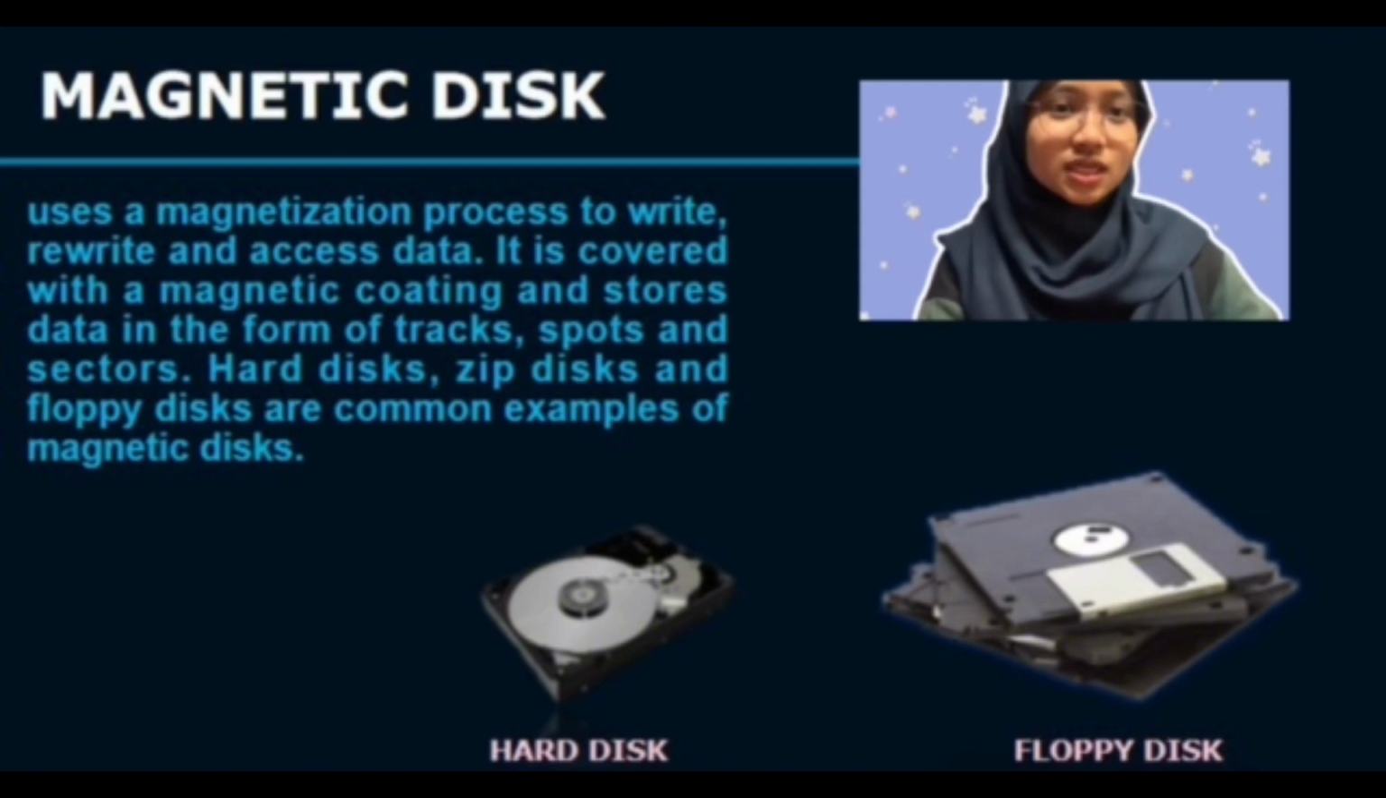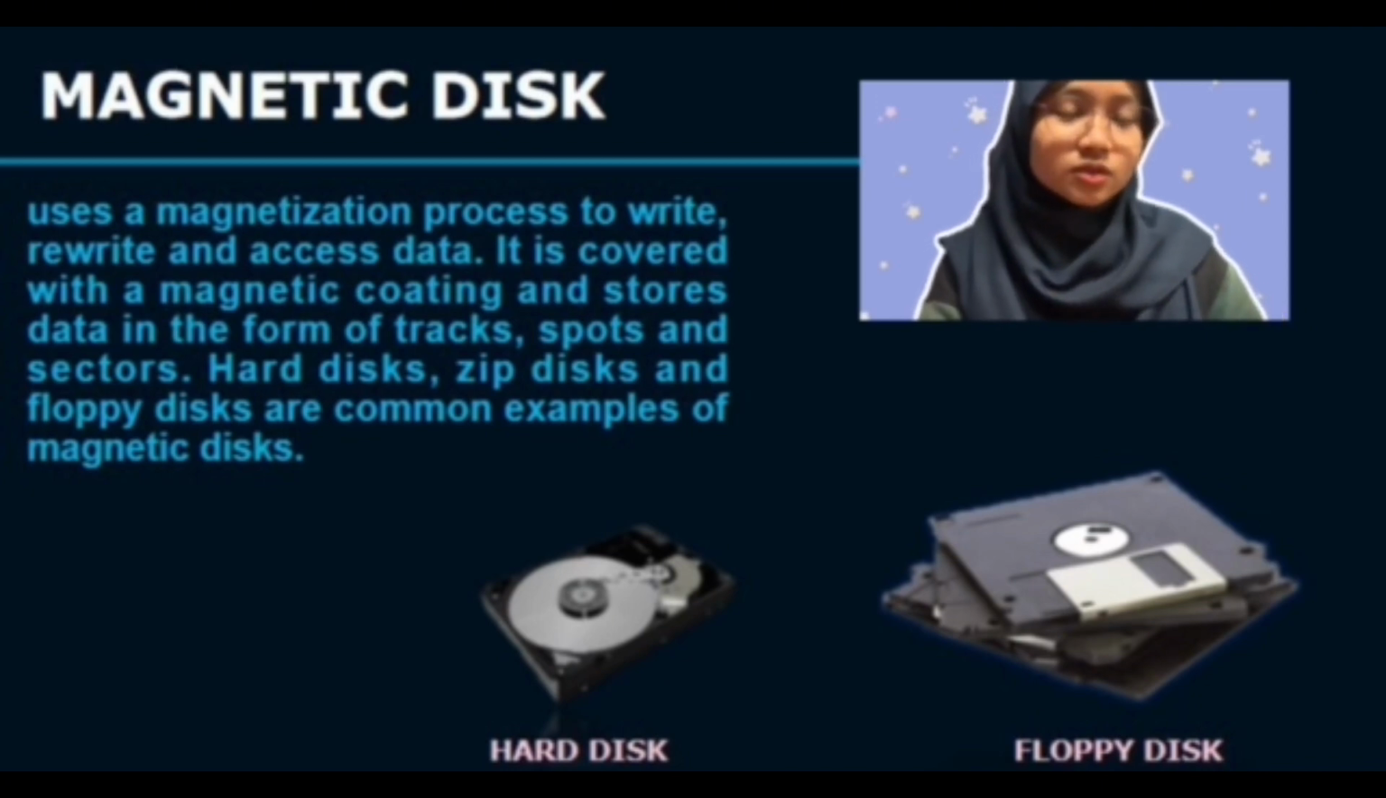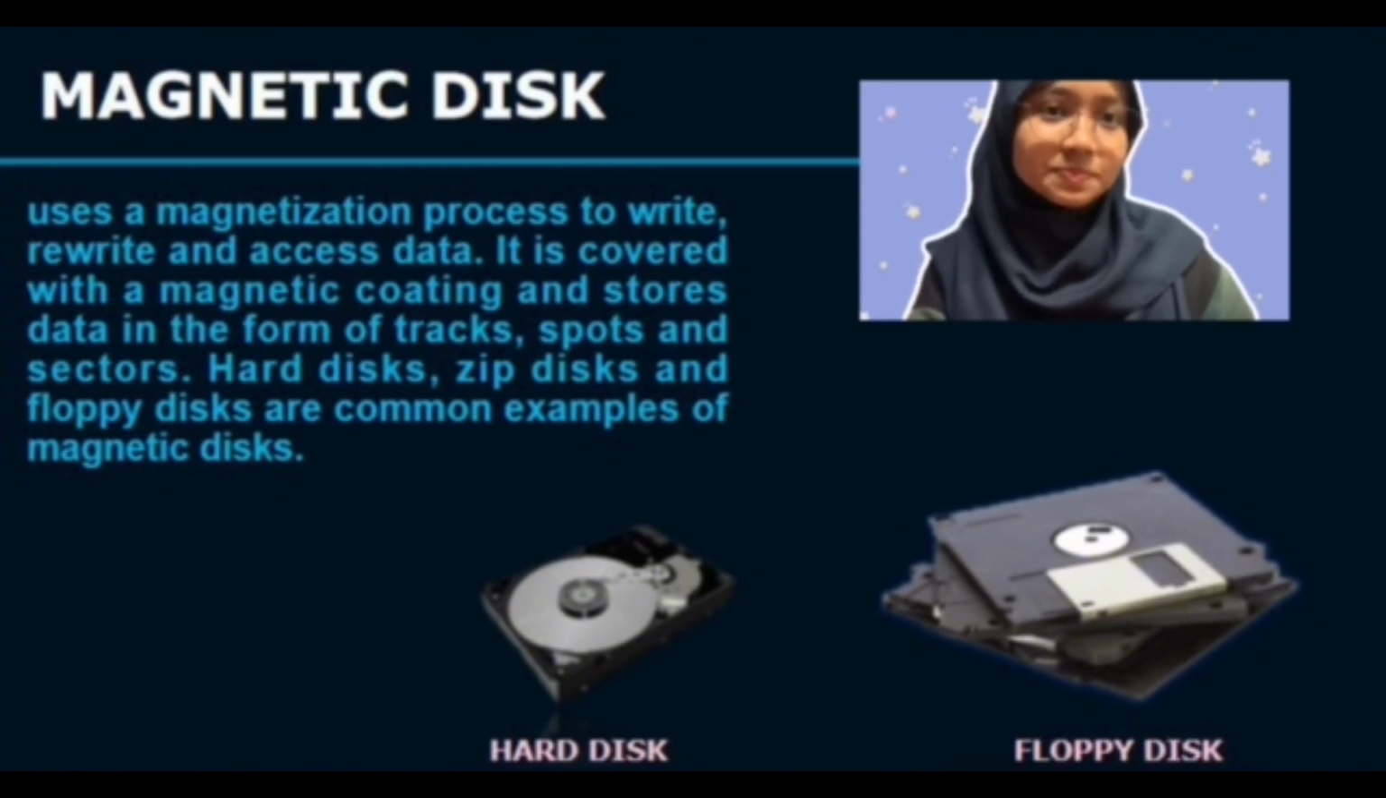Today I'm going to present about magnetic disk. Magnetic disk uses a magnetization process to rewrite, write, and access data, and it is covered in a magnetic coating, which also stores data in the form of tracks and spots. There are a few examples of magnetic disks, which are floppy disk and hard disk, and these pictures below are examples of floppy disk and hard disk.